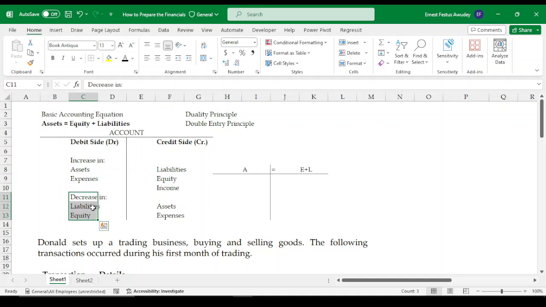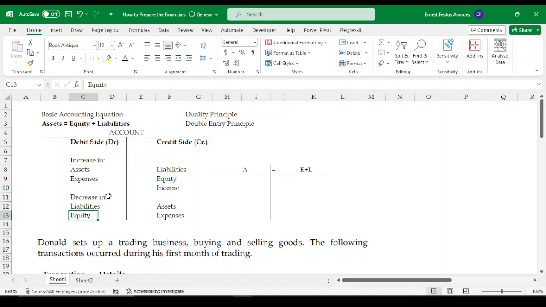All right. So whenever your liabilities decrease, you are going to credit. Sorry, you are going to debit. Whenever your equity decreases, you are going to debit. So that is the double entry principle.